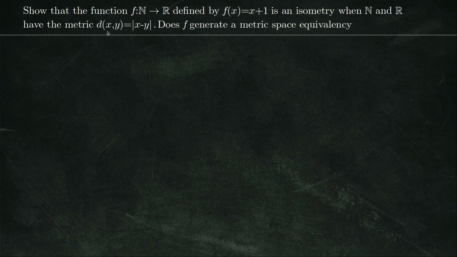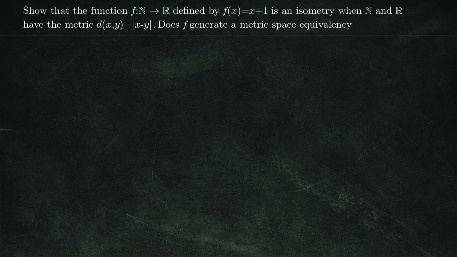For our first example, we want to show that the function f, given here, is an isometry when both N and R have that metric. And then also, does f generate a metric space equivalence? So the way to show that this is an isometry is that if you add 1 to both x and y, then the difference x minus y is unchanged. So the distances remain the same.